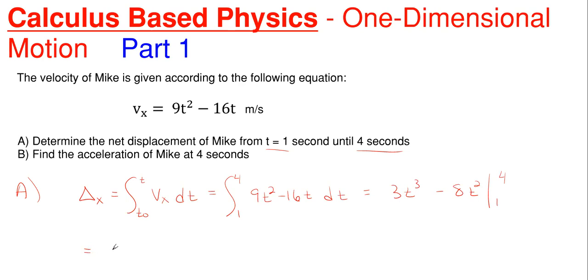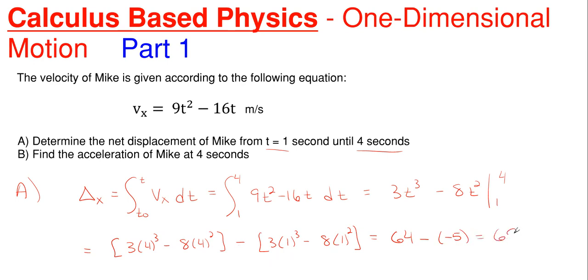Alrighty, so let's go ahead and evaluate this integration from 1 to 4. So we will have 3 times 4 cubed, subtracting off 8 times 4 squared. And then subtracting off 3 times 1 cubed, subtracting off 8 times 1 squared. And we end up with 64 minus a negative 5. And you have to be careful with the minus sign. That's an easy thing to miss. And so we end up with 69 meters as our net displacement of Mike when he is traveling from 1 to 4 seconds. Alrighty, so that's our first one.